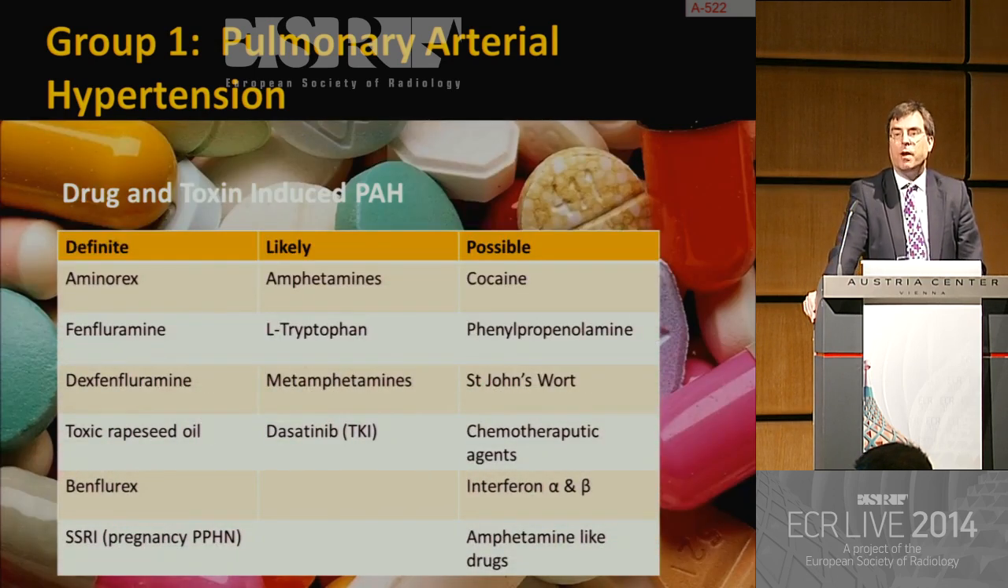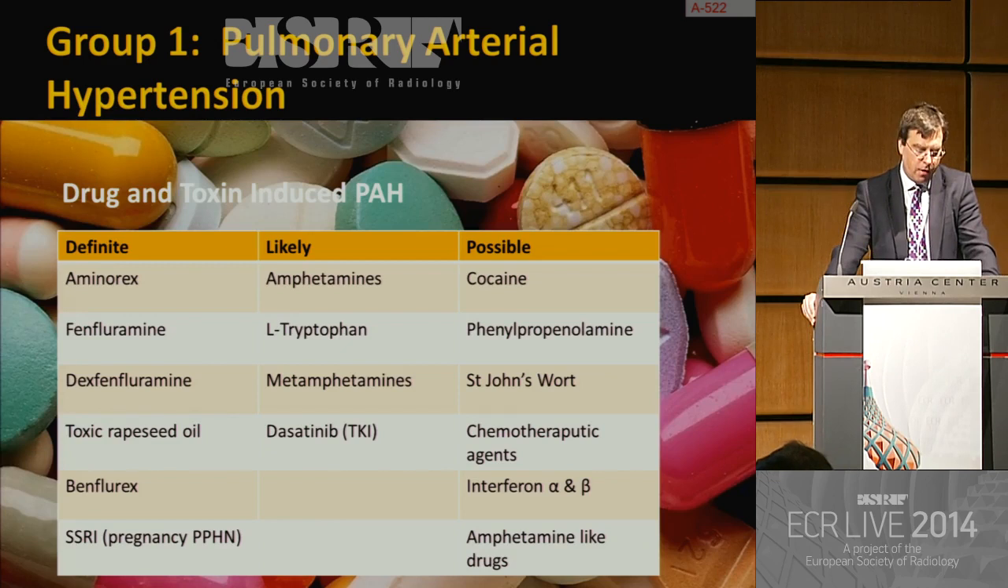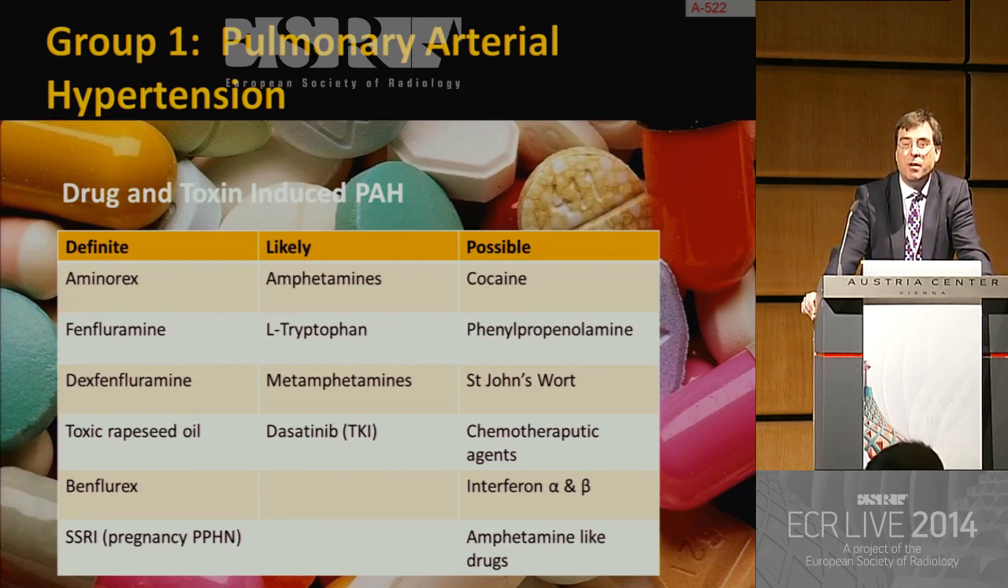A range of drugs have been associated with the development of pulmonary hypertension. The level of confidence in that association varies from definite associations on the left-hand side of that slide, likely associations in the middle, and possible ones on the right. An increasing number of drugs are being found to be associated with the development of pulmonary hypertension.